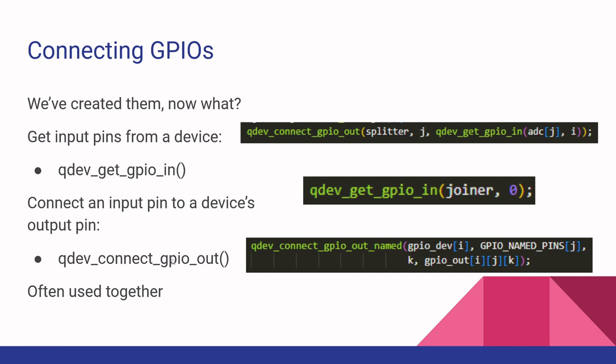Then connect is qdev_connect_gpio_out. It allows us to connect an input pin to another device. And we often use these in the same line like this, where you'll get the GPIO pin and then use it to connect immediately.